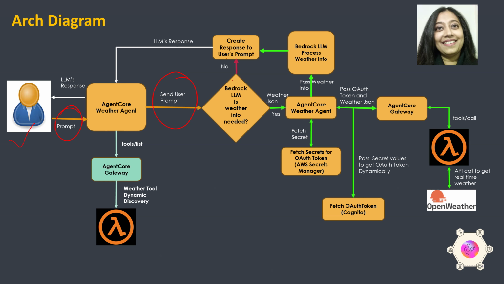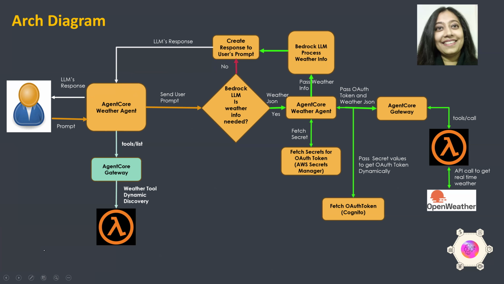So let's say if the answer is no, that is no weather information is needed, then the LLM creates a response to the user's prompt, sends that response to our weather agent, and then the weather agent basically gives that response back to the user. No weather tool calling, nothing. It's a simple, straightforward, hey, a LLM got a user's prompt, LLM worked on it, got the response, and sent the response back to the agent, and agent gave the response back to the user. Simple and straightforward.